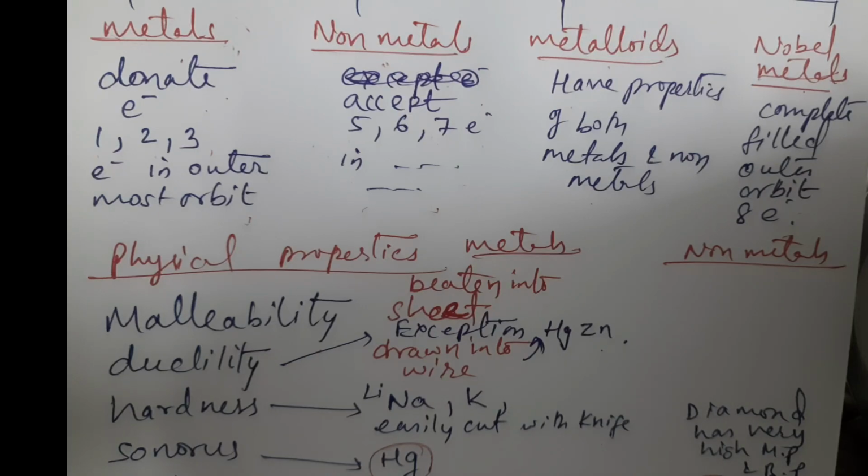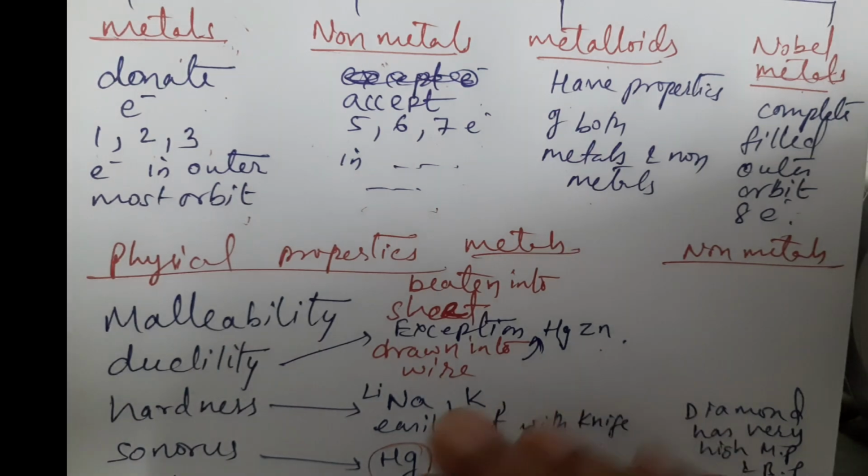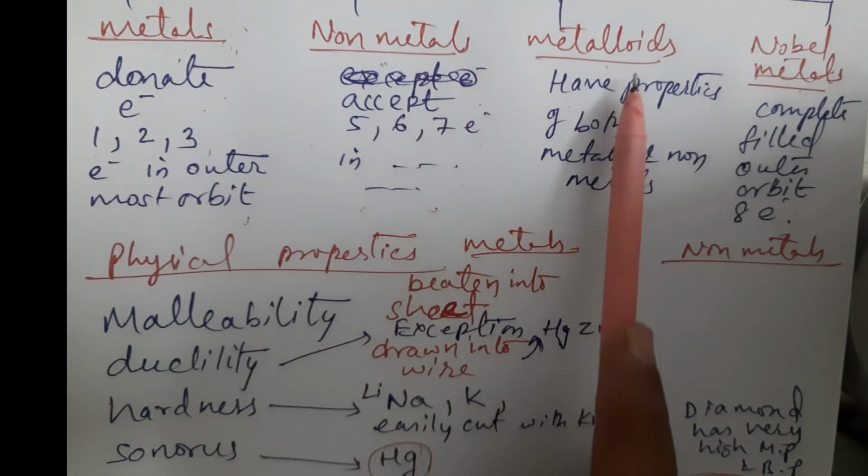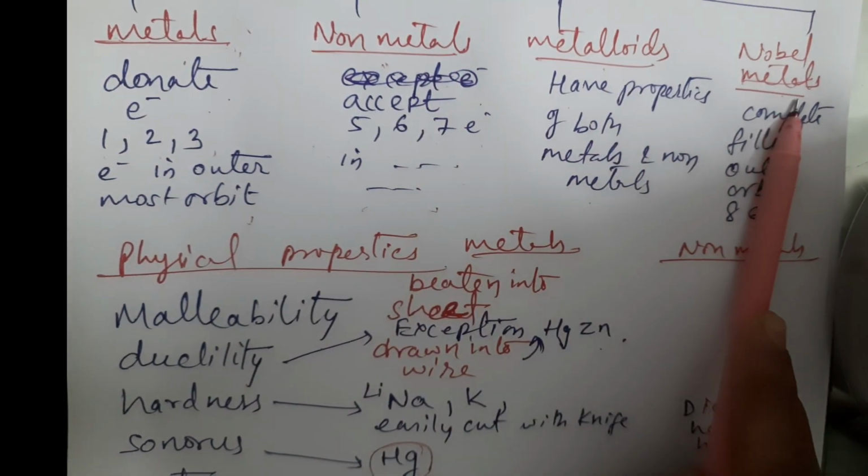Let's start with metals and non-metals. This is one of the important chapters for your 10th exam. As we know, elements are categorized into four categories: metals, non-metals, metalloids and noble gases.